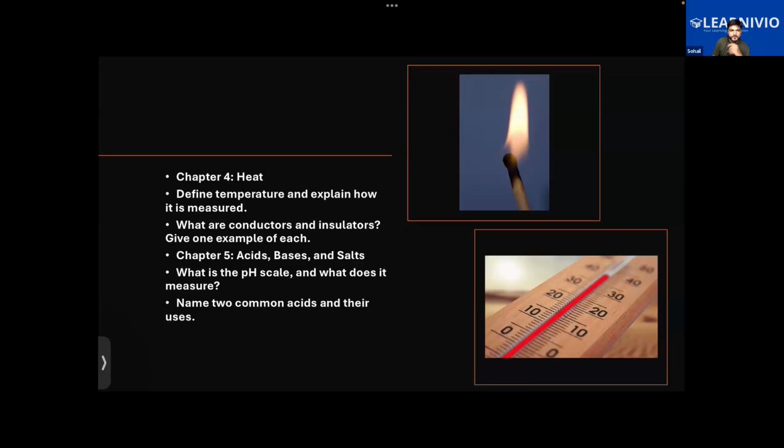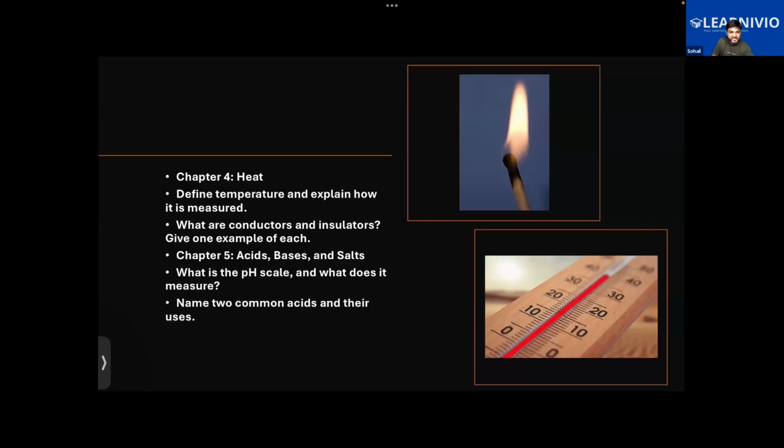Sir, the pH scale is a scale which measures if a substance is acidic, basic, or neutral. Exactly. Further, it also measures how acidic an object is, how basic an object is.